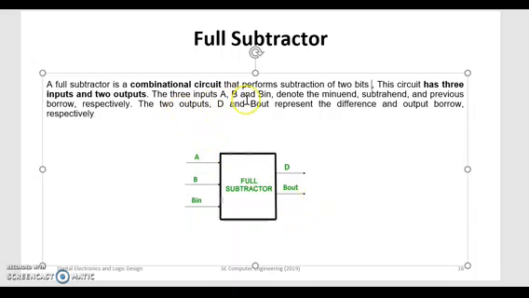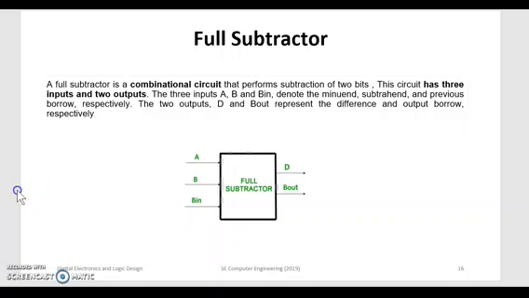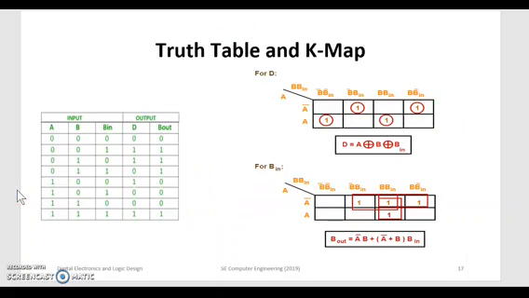The 3 inputs A, B and B in denote this: A is the minuend from which we are going to subtract a number. Then B is the subtrahend, the number which I am going to subtract from A, and the previous borrow, that is B in. The 2 outputs D and B out represent the difference D, and the output borrow B out. Let us see the truth table and the K-maps.